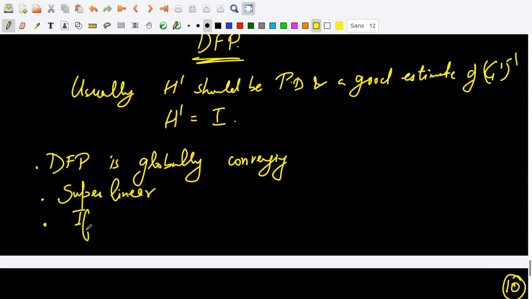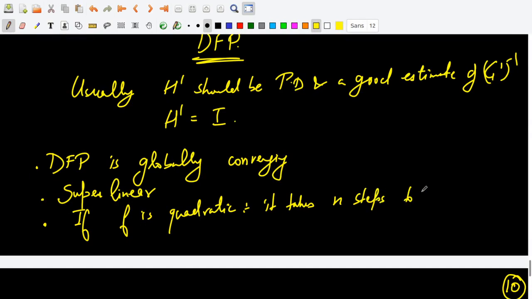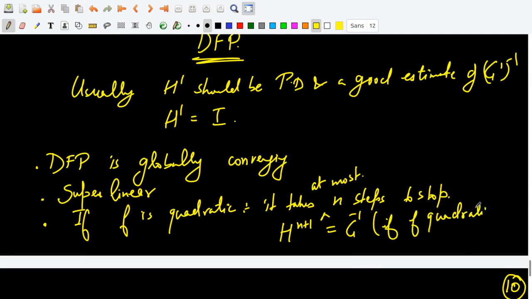Also, if f is quadratic, it takes n steps to stop, at most n steps. So that means it is doing a good job of converging. In fact, one can show that H_{n+1} is equal to G inverse if f is quadratic. Which means that for a quadratic function in n steps at most, H will reach exactly the same as G inverse. Okay, this result holds only for quadratic functions, not for other functions.